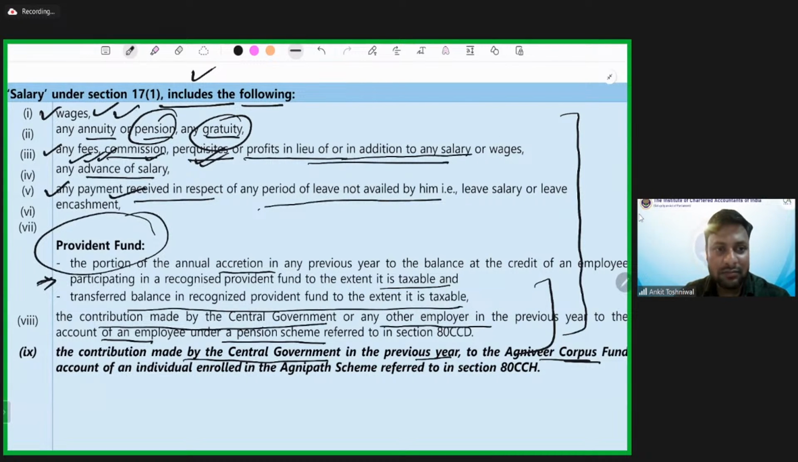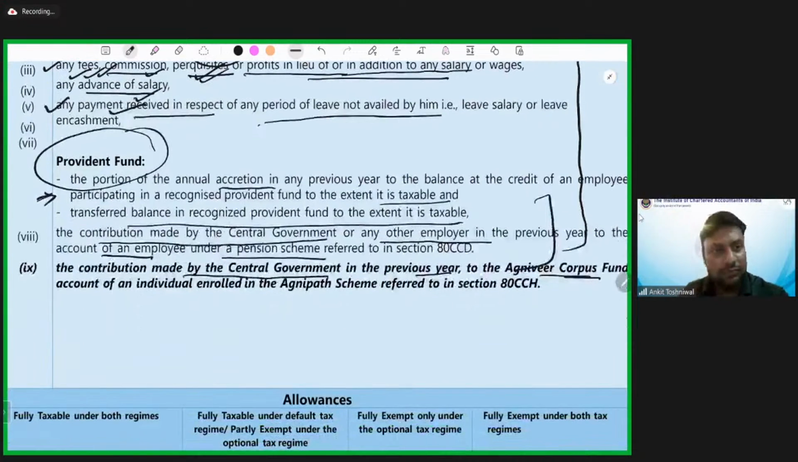Wages I already discussed, it's only a salary. Gratuity, a little bit I already told you. Leave encashment is there. Advance salary we have discussed. Provident fund we will discuss in depth in the coming session. And these two are nothing but a contribution made by the central government or employer in a fund scheme, whether it is the Agniveer Corpus Fund or the pension fund.